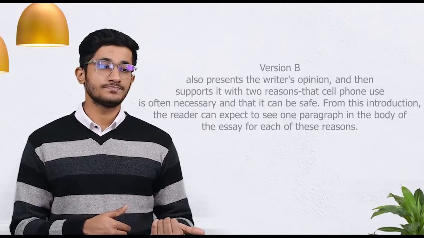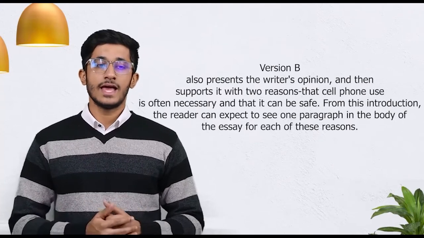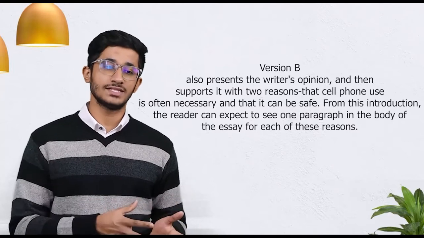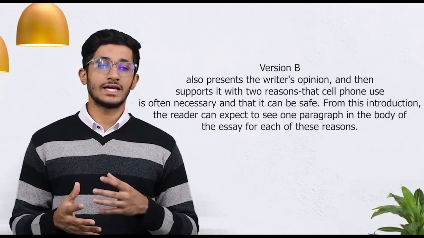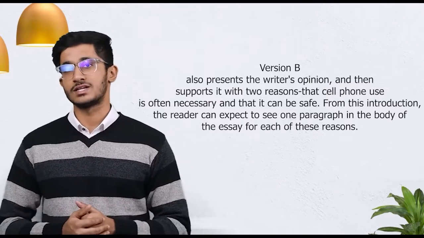So just by reading version A's introduction, the reader has no idea of what the essay will be talking about. But in version B, the writer does present his opinion and then supports it with two reasons: that cell phone use is often necessary and that it can be safe. From this introduction, the reader can expect to see one paragraph in the body of the essay for each of these reasons. So based on the introduction in version B, the reader knows that he disagrees, and he is backing the fact that using a cell phone might be unsafe, but often it's actually necessary, and the writer gives two reasons for that. So the readers automatically would understand that in the body of the essay, the writer would justify these main ideas in greater detail.